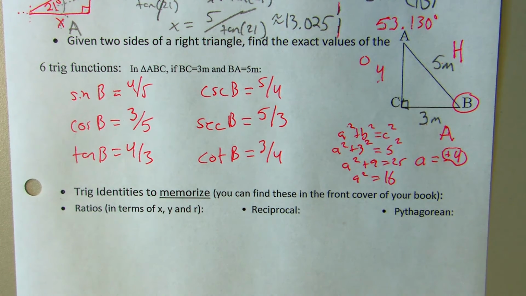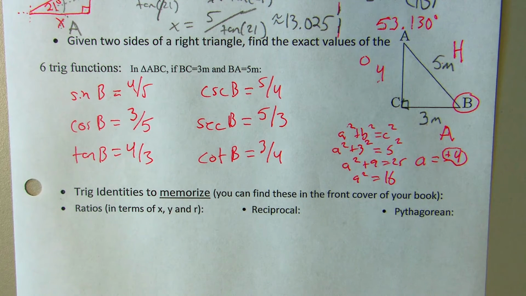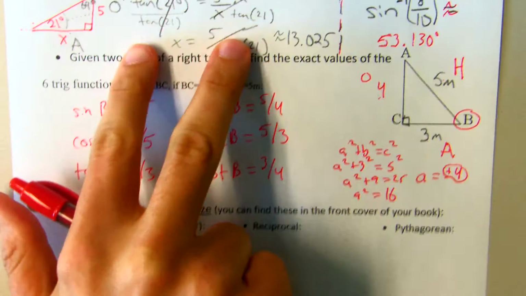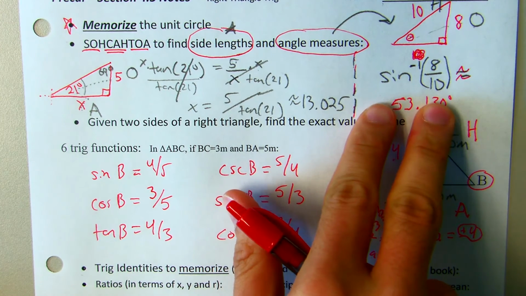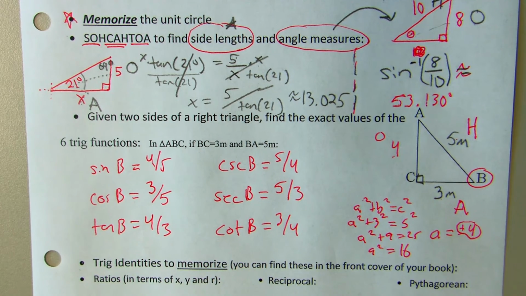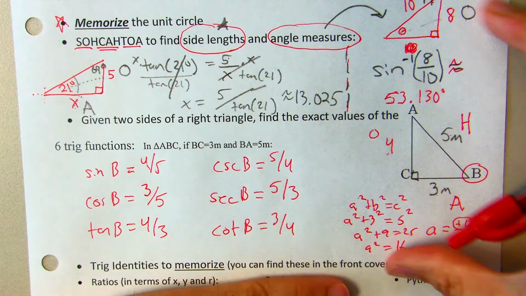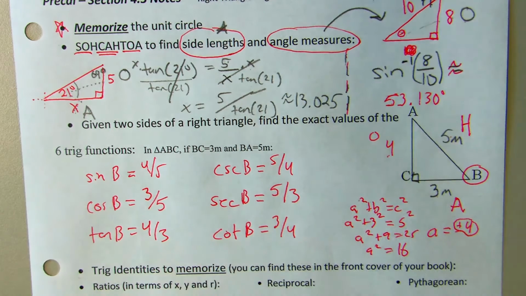Sometimes we do Pythagorean theorem to find the third side. Sometimes we have to set up a SOHCAHTOA equation to find the side length. Sometimes we have to set up an inverse SOHCAHTOA expression to find the angle. So that's a lot of what you're focused on. Those types of questions, making sure that you have those skills done very well.